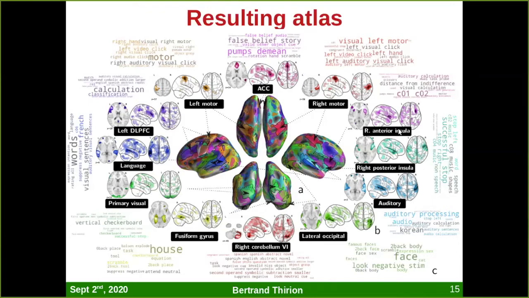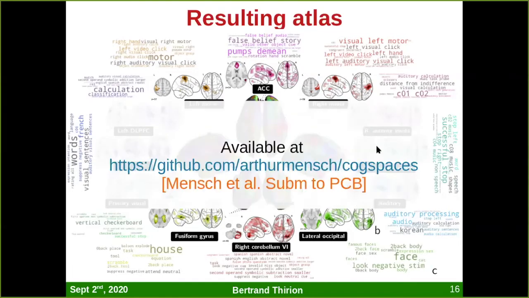Of course, we can uncover some usual suspects, and maybe sometimes some slightly more sophisticated ones, like calculation, for instance, is interesting, or the one on false belief story, or these experiments on risk taking, for instance, in the frontal lobe. So altogether, this makes an atlas that we are now sharing on the CogSpaces site. This is currently submitted work otherwise, but you can essentially access all the resources already freely.